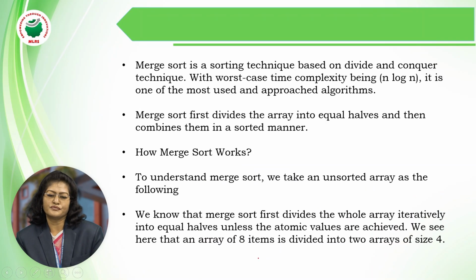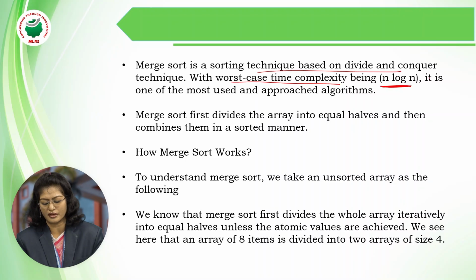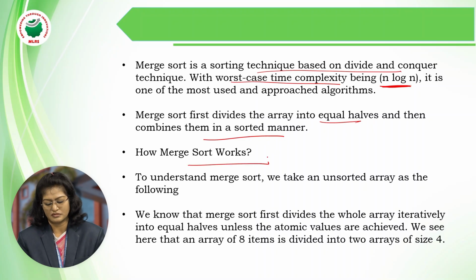And for each and every divide and conquer method of sorting technique, we have a time complexity. So now we'll see the time complexity. The merge sort is a sorting technique based on divide and conquer, and the worst case time complexity is n log n. So it divides the array into two equal halves and sorts them. How it works means, as I told, first it will be divided into two halves, again we'll find the solution, and again it will combine the parts.